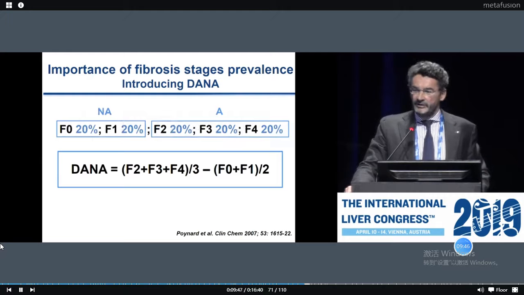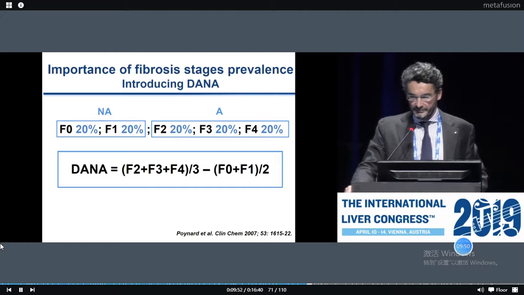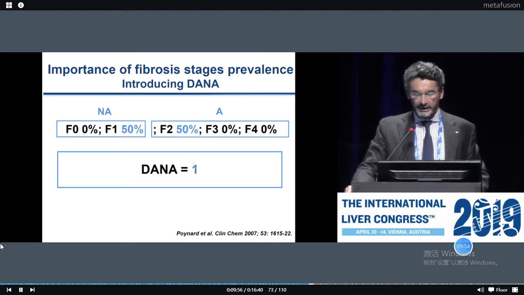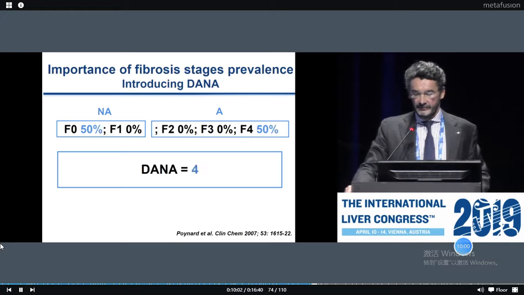So for instance, if you have an even distribution of fibrosis stage, 20% each, the DANA will be 2.5. If you have the worst scenario, only F1 and F2 patients, the DANA is low, it is 1. If you have the most optimistic scenario, only patients with cirrhosis and no liver disease, the DANA is 4.